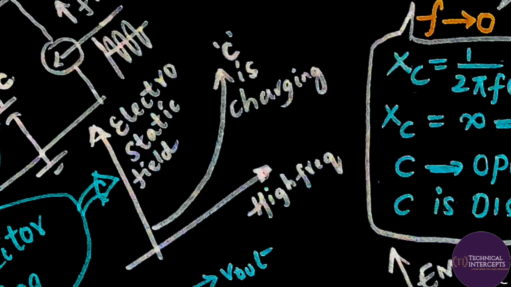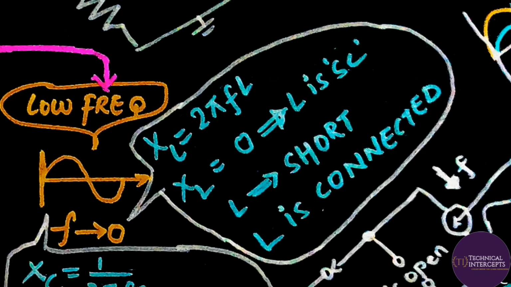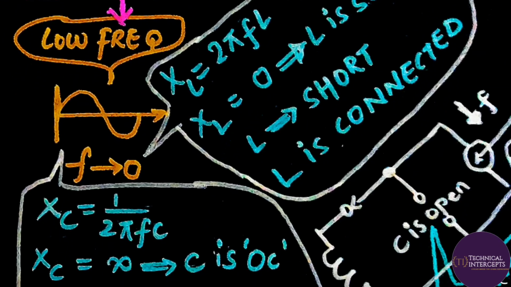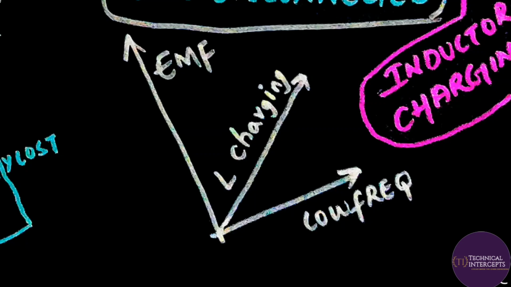At low frequency, the capacitor is open circuited and is disconnected from the circuit, and the reactance of the capacitor is very high, whereas the reactance of the inductor is very low, and it is short circuited and connected to the incoming frequency varying signal. The inductor will store energy in the form of an electromagnetic field.